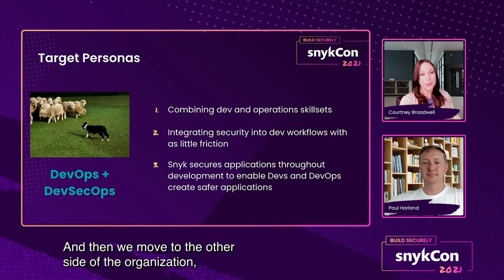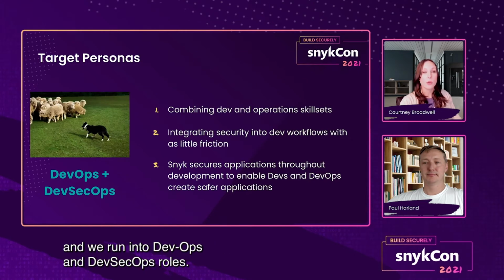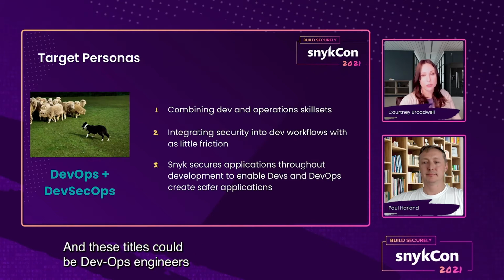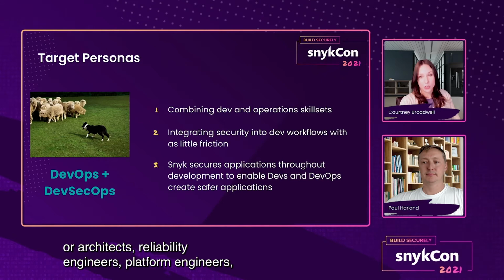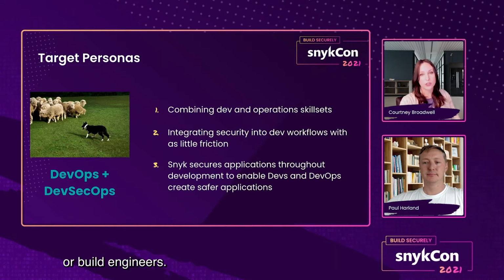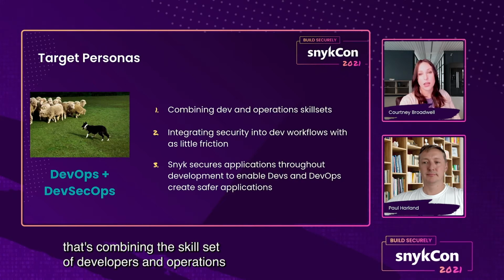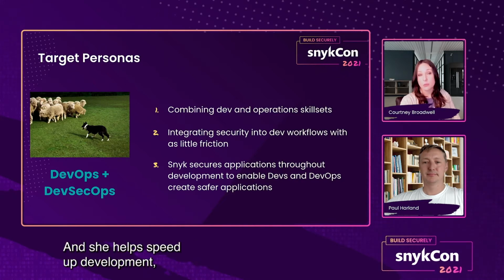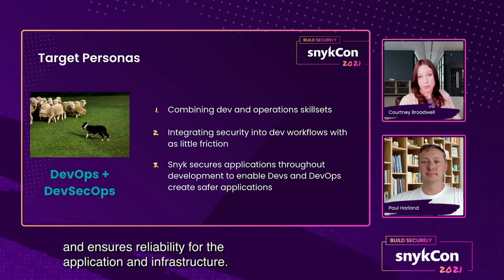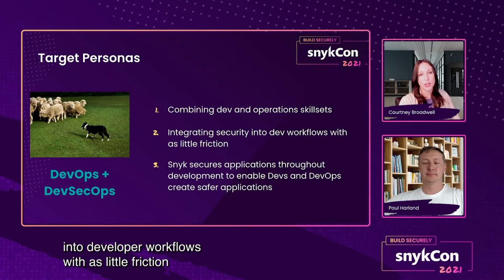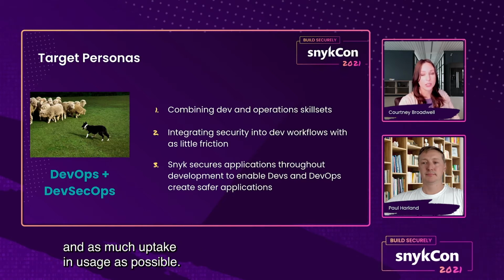And then we move to the other side of the organization, and we run into DevOps and DevSecOps roles. And these titles could be DevOps engineers or architects, reliability engineers, platform engineers, or build engineers. And she is in a cross-functional role that's combining the skill set of developers and operations teams. And she helps speed up development, deliver new services to production, and ensures reliability for the application and infrastructure. And they need to integrate security into developer workflows with as little friction and as much uptake in usage as possible.